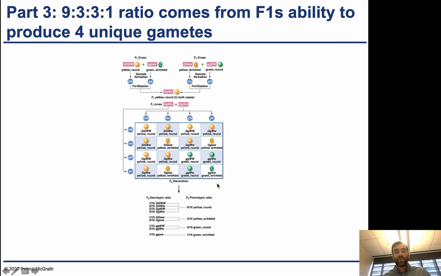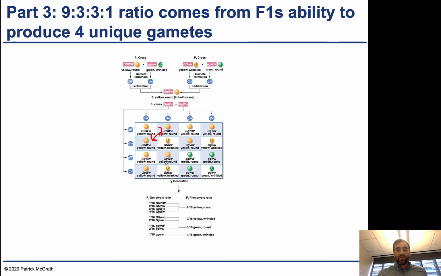This is where the 9 to 3 to 3 to 1 ratio comes from, because if you add 9 plus 3 plus 3 plus 1 together, you get a total of 16. All we've done down here is combine. You'll notice that some of these have the same genotype. So this and this are both big G, big W, little w. There are 2 ways you can have that combination, because both parents can provide the different gametes that allow it.